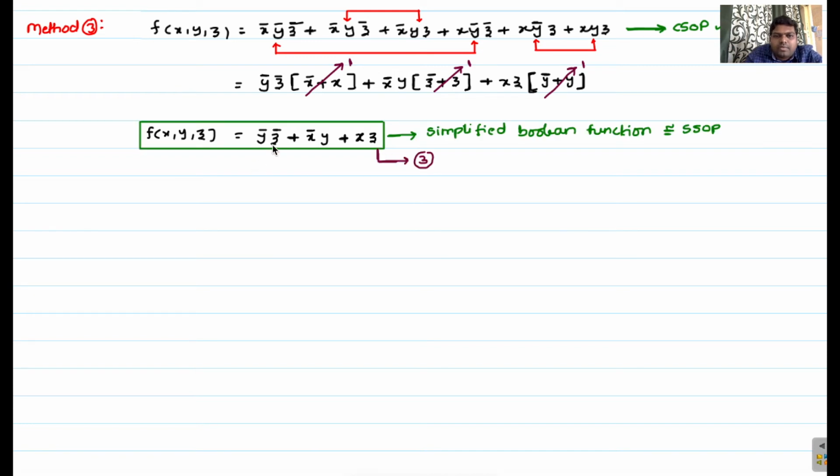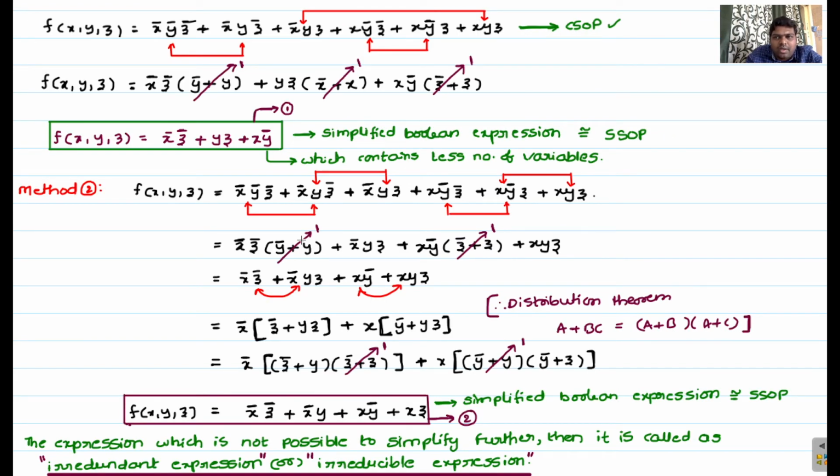If you observe this reduced Boolean expression, we cannot simplify further. If you observe these three product terms, we cannot simplify further. Not being able to simplify further is called an irredundant expression or irreducible expression, right? In the previous case also we got two reduced Boolean expressions. Those are called irredundant expressions.